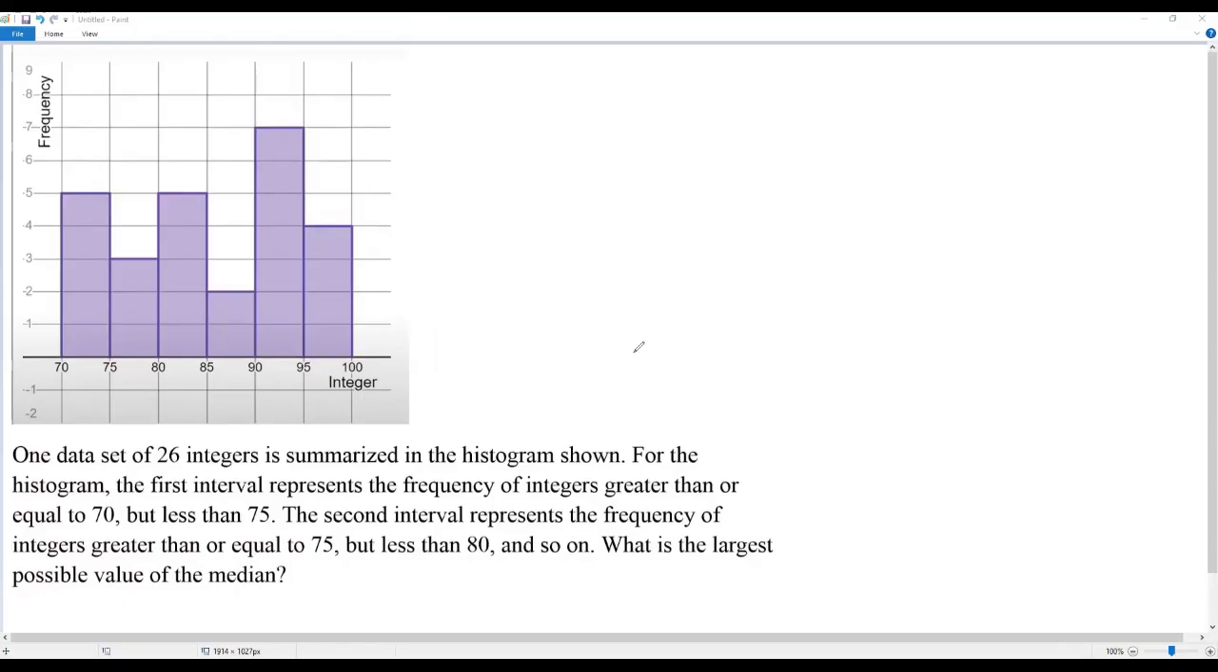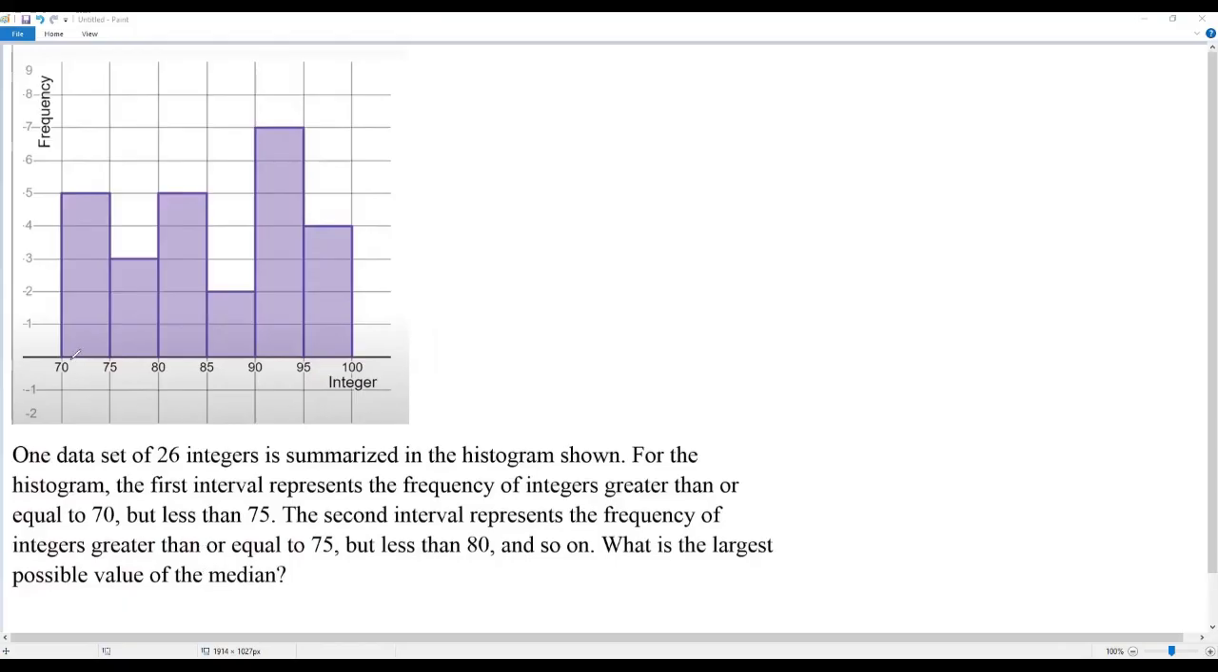For the histogram, the first interval represents the frequency of integers greater than or equal to 70 but less than 75. The second interval represents the frequency of integers greater than or equal to 75 but less than 80, and so on. What is the largest possible value of the median? Okay, using the given information, we have to find the largest possible value of the median.